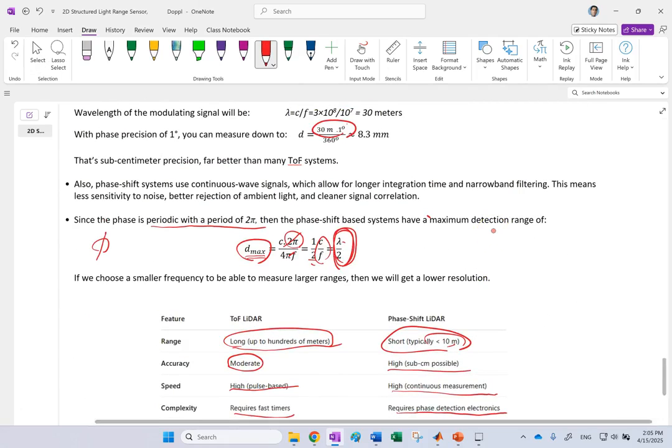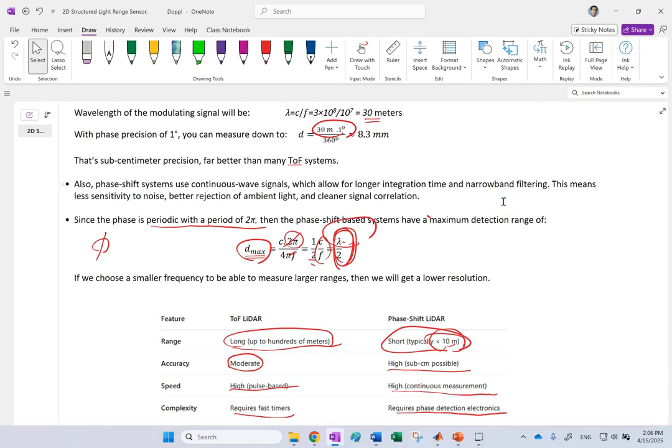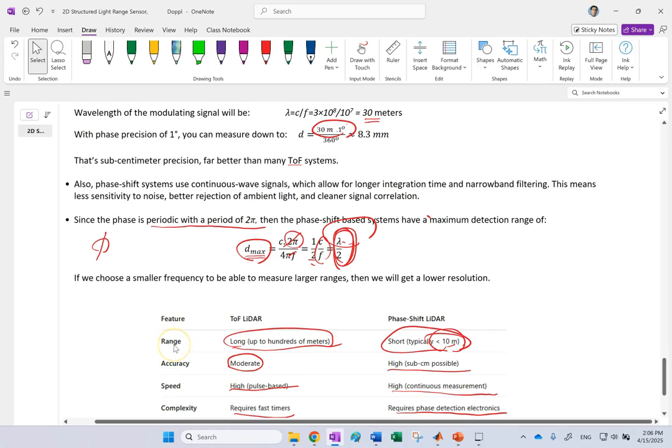you see the maximum that you can measure is lambda over 2. Remember we said lambda is 30 meters for that frequency, right? Then over 2 is about 15 meters or so, sometimes even less because we don't go up to 10 megahertz. And then you might say to yourself, if I make this lambda very large, then I can measure bigger distances. For instance, if I make this lambda 400 meters, then I can measure up to 200 meters. So now I'm comparable to a TOF.